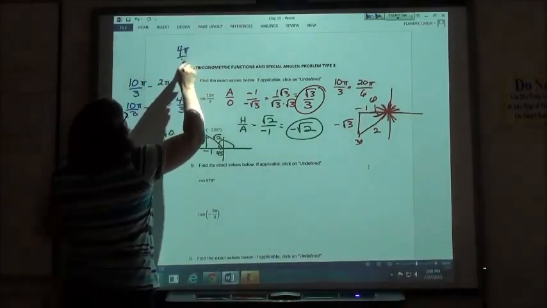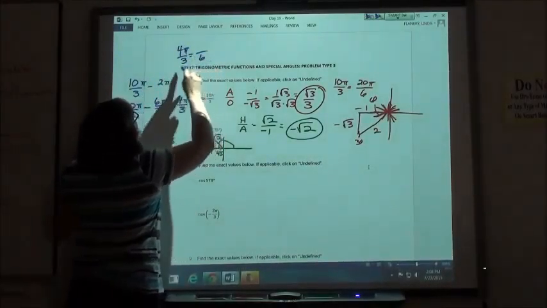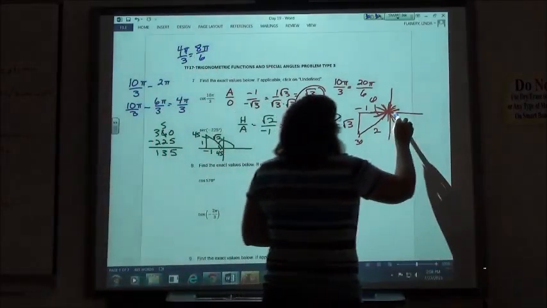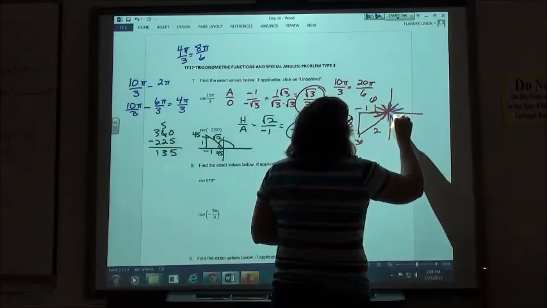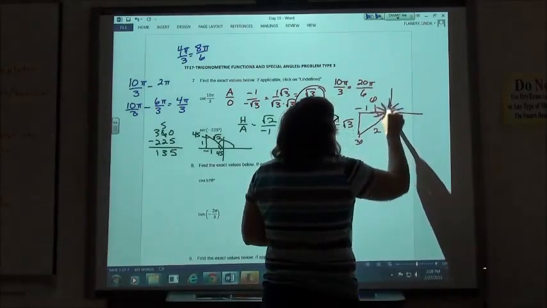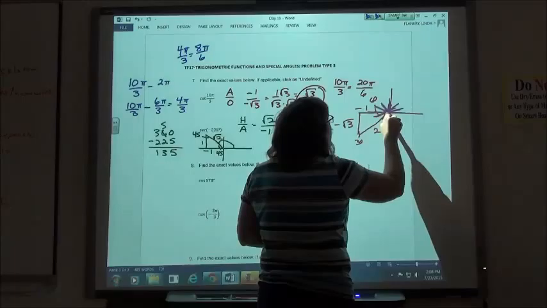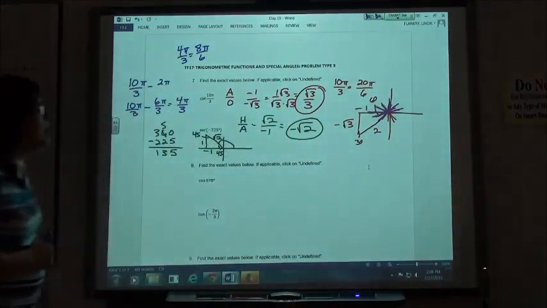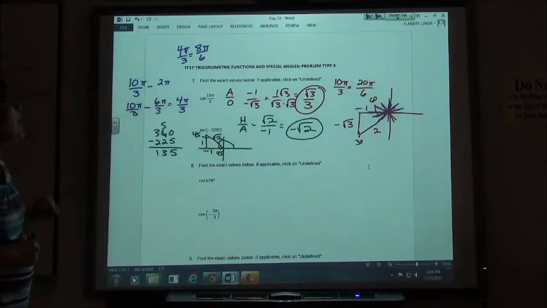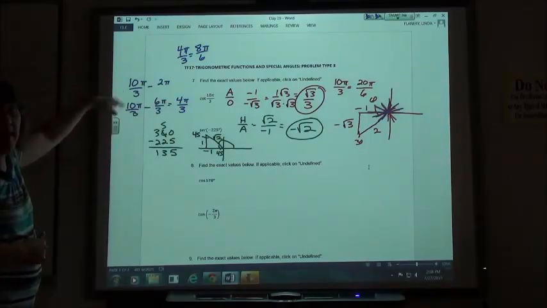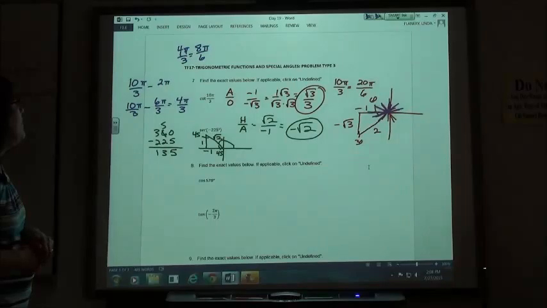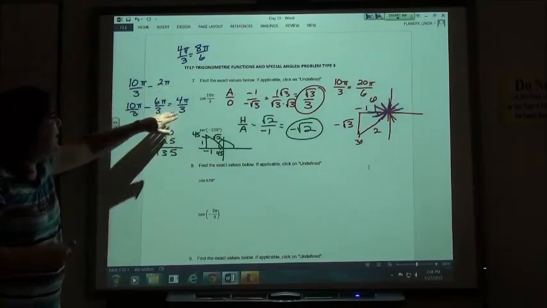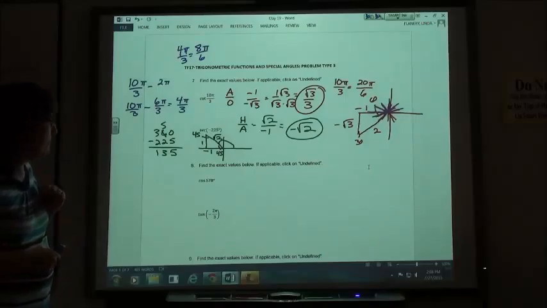Then if I make that into an equivalent fraction, 4 pi over 3, if I make it over 6, would be 8 pi over 6. So 1 pi over 6, 2 pi over 6, 3 pi over 6, 4, 5, 6, 7, 8. You can see I ended up in the same spot, but didn't have to count around 20 pi over 6 by simplifying my value. Since I know I went around once, I could take off the 2 pi, leaving me 4 pi over 3.